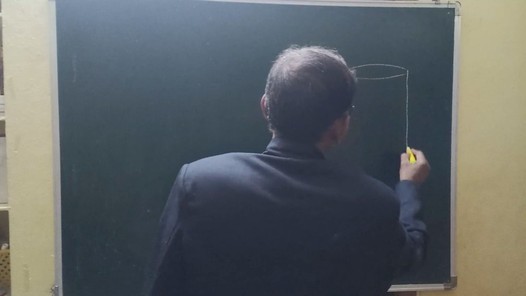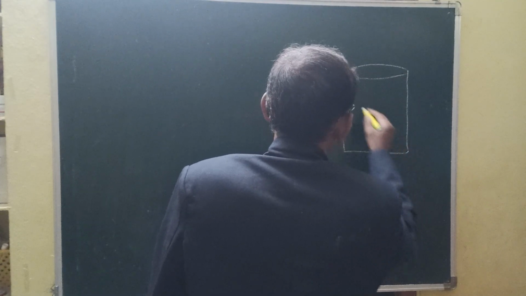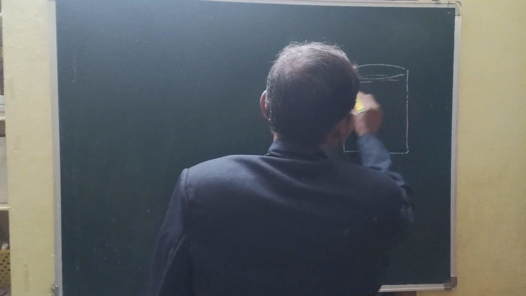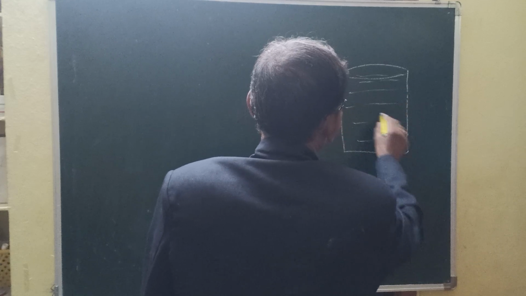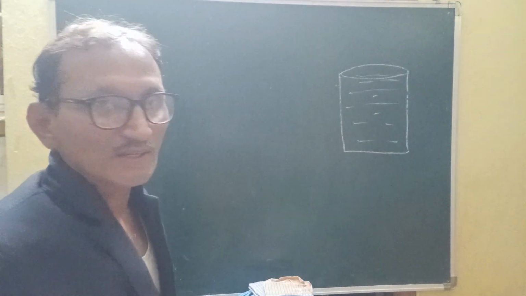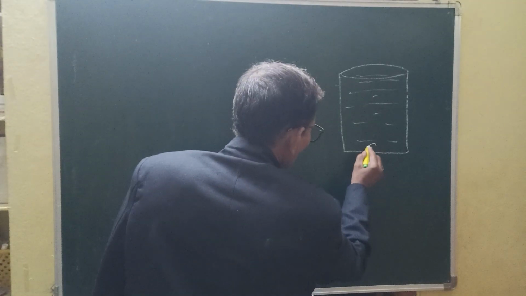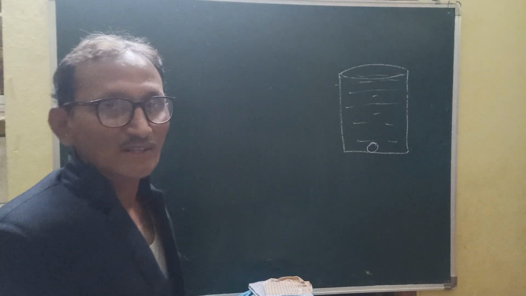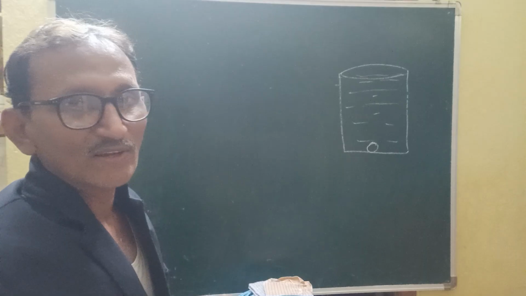Take one container, fill it with water. Now take one coin, and let the coin settle at the bottom of the container. The coin is there at the bottom of the container, a 5 rupees coin.